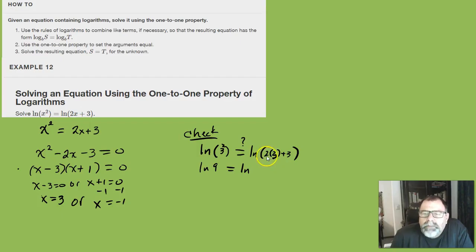I was going to say no, it doesn't. 2 times 3 is 6, plus 3 is 9. So yeah, that one works. So that's x equals 3.